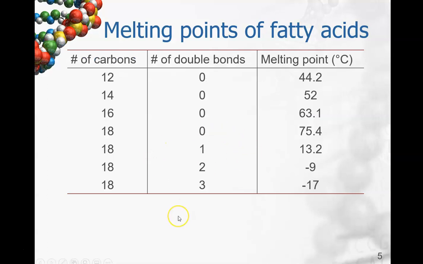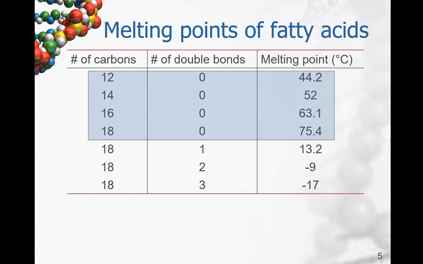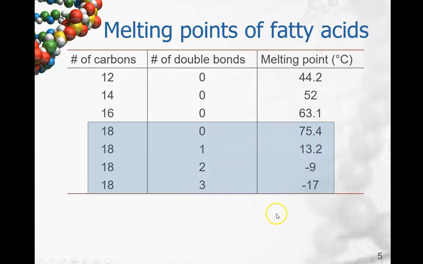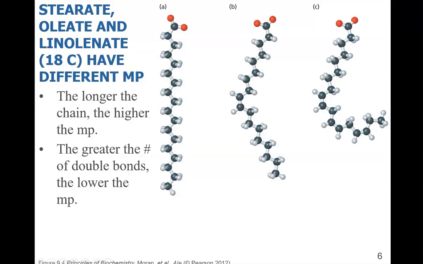We want to look at the melting points of fatty acids because that gives us an idea of how they got the names that they do. If we look at just saturated fatty acids, we can see that as the number of carbons goes up, the melting point goes up. If we consider the same number of carbons but look at the number of double bonds, we see that as the number of double bonds goes up, the melting point goes way down.